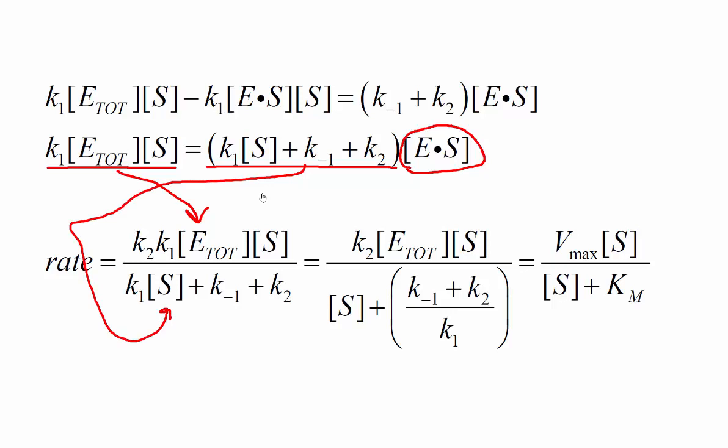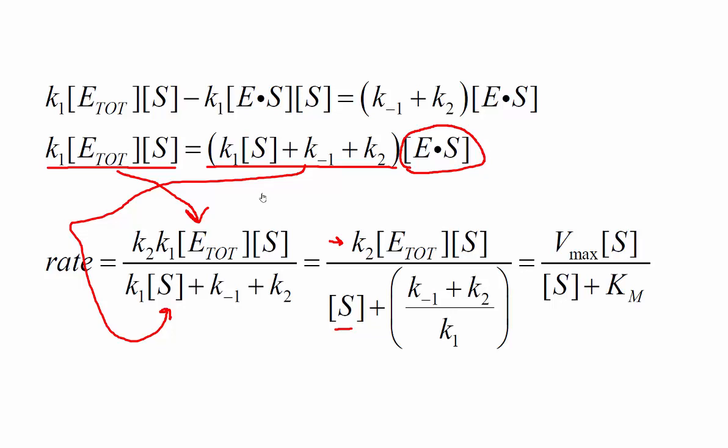Once we have this, we can simplify it by dividing through the top and the bottom both by K1. And so we'll be left here with K2 times E tot times S divided by, and this will just become S, and then this in parentheses will be the collection of constants. And this isn't really how you would see the Michaelis-Menten rate law normally.